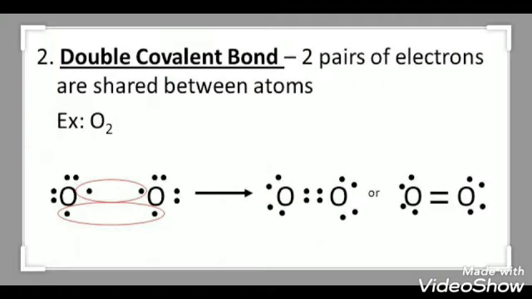Let us now discuss the double bond. A double bond is formed by the sharing of 2 pairs of electrons between 2 atoms. Since 2 pairs of electrons means 4 electrons, we can say that a double covalent bond is formed by the sharing of 4 electrons between 2 atoms, each atom contributing 2 electrons for the sharing.